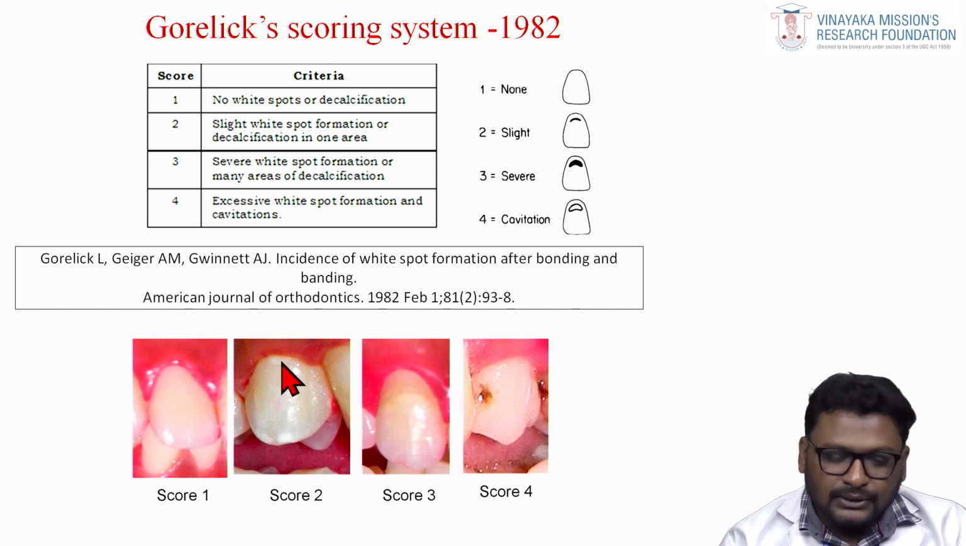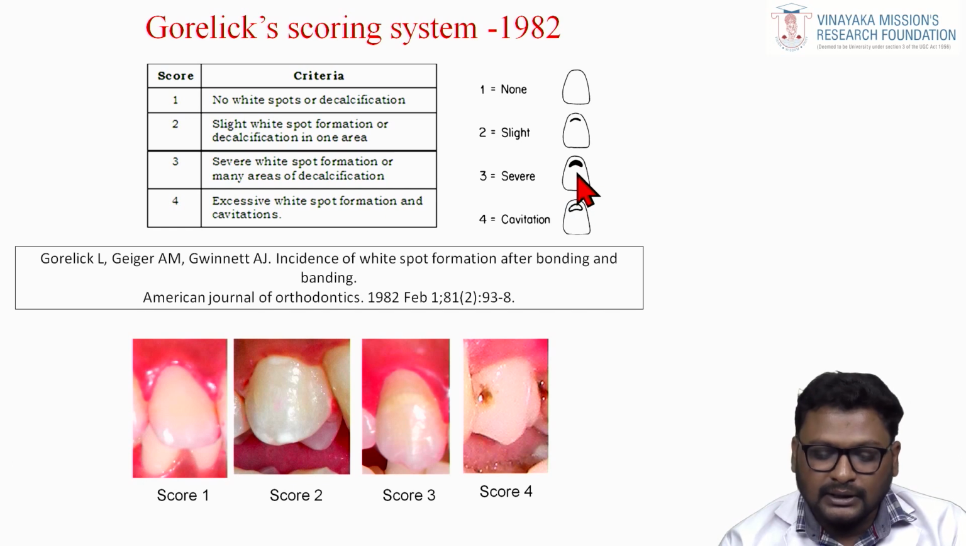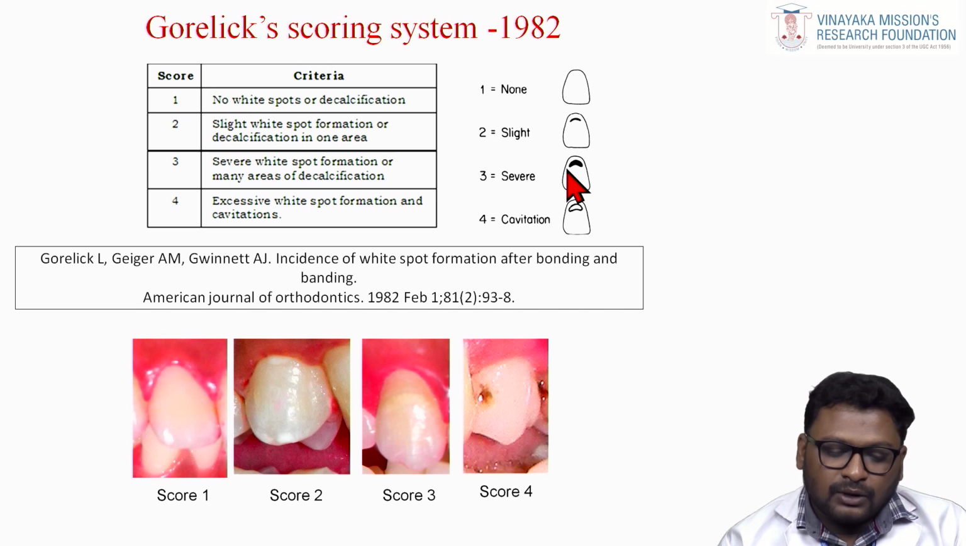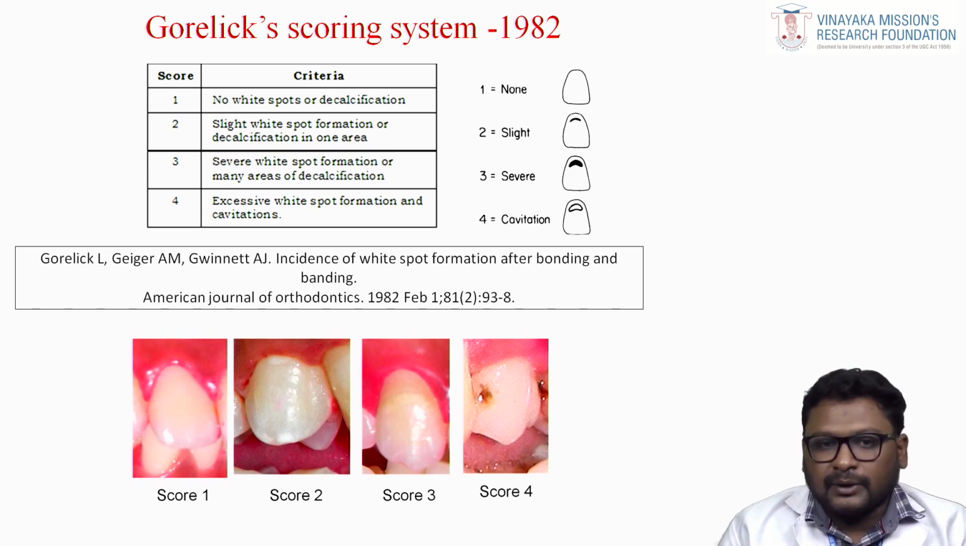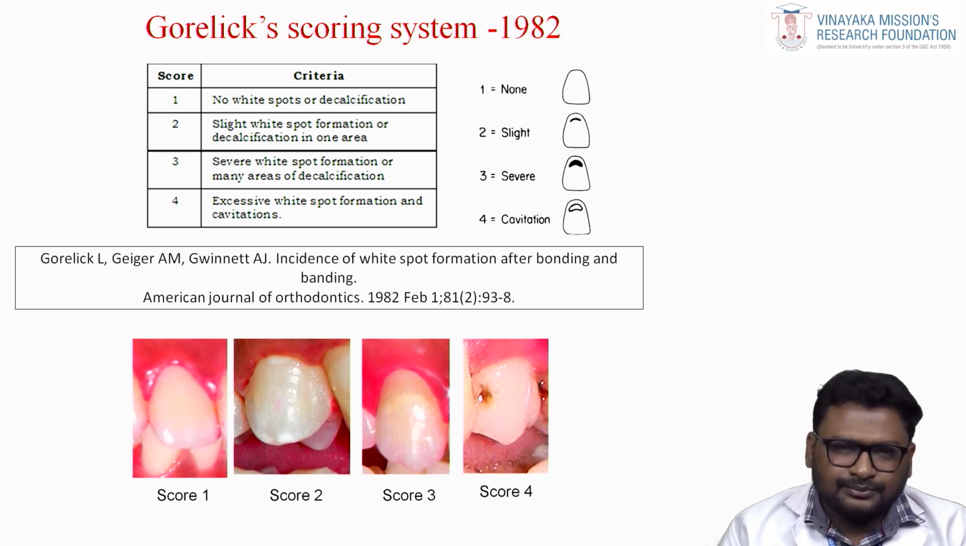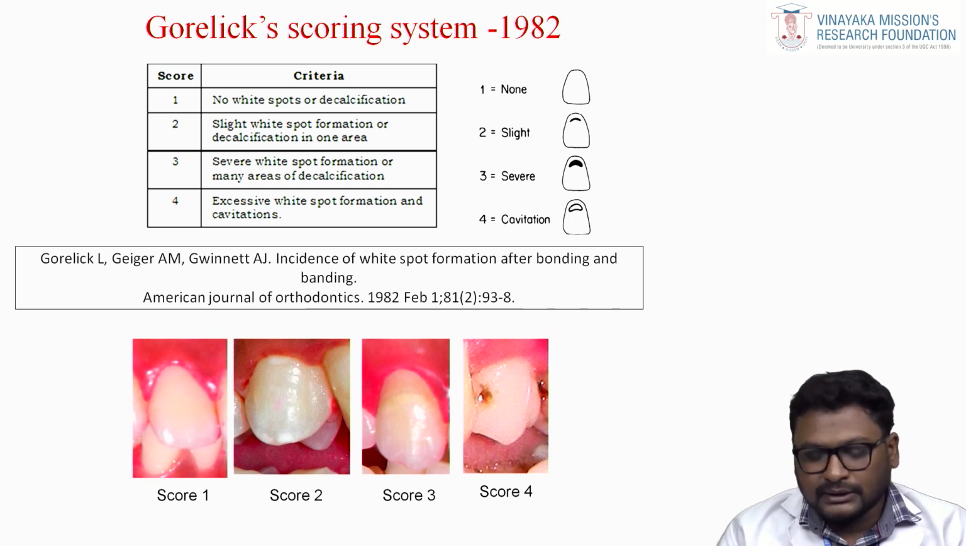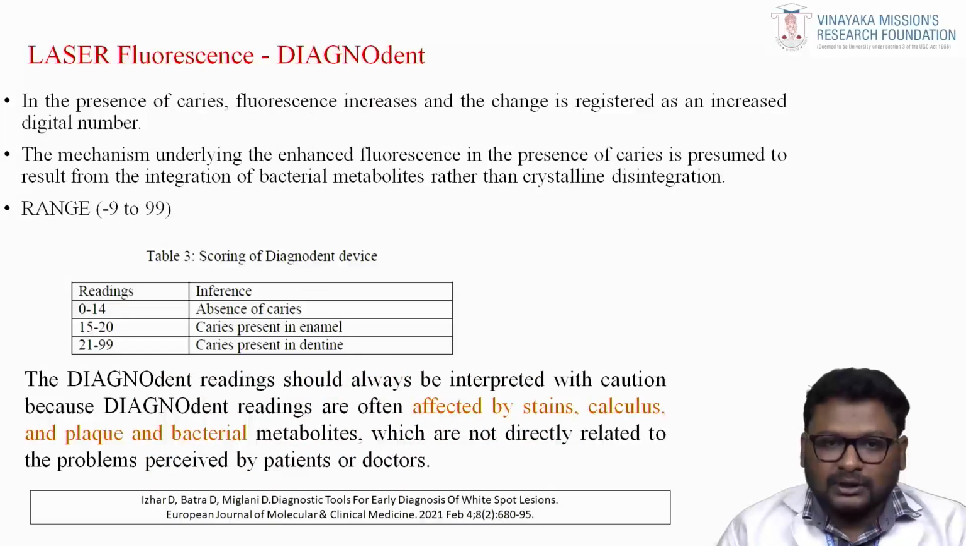So what is score 3? Score 3 is severe white spot formation or many areas of decalcification. Score 4 is excessive, which means there will be a formation of cavity. It is an advanced stage of the white spot enamel lesion. So this is the basic scoring system given by Gorelick in 1982 for visual examination. There are a lot of methods, but we discussed only the Gorelick system.